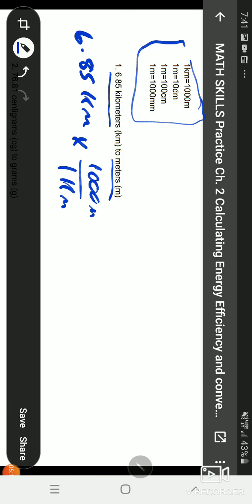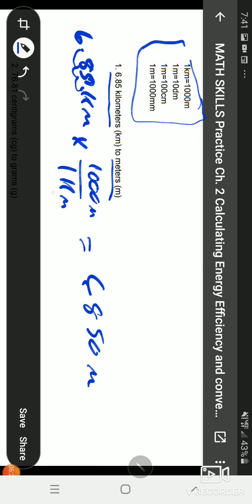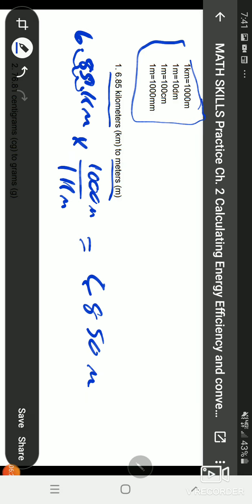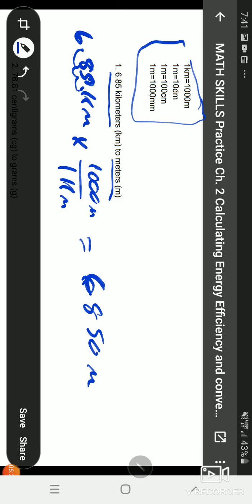So now I take 6.85, and I multiply it by 1,000. I could just move the decimal place over 3 times, 1, 2, 3. So I'm going to get a 0 there. I'm going to end up with 6,850 meters. You can divide it then by the 1, but it's not going to change anything. So sorry, that's a 6. 6,850 meters is your answer.